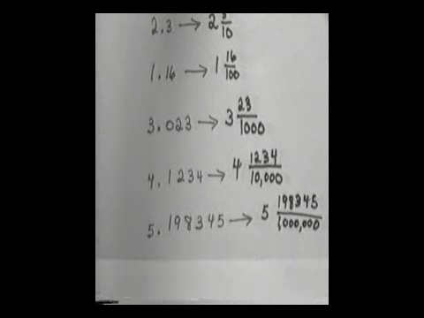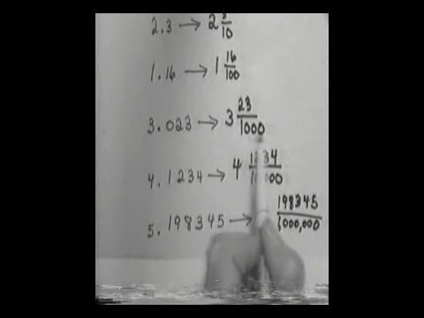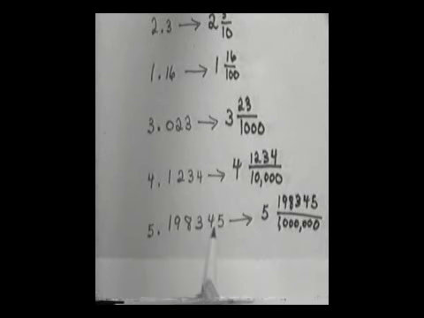Something else you can remember, there will always be as many zeros with your 1 in your denominator as there are decimal places. Here we had 4 decimal places, we have 4 zeros. 3 decimal places, 3 zeros. 1, 2, 3, 4, 5, 6 decimal places, 6 zeros. So if I put my commas up here so I can read it, I have 5 wholes and 198,345 millionths. So decimals are just another way of expressing fractional parts of things.